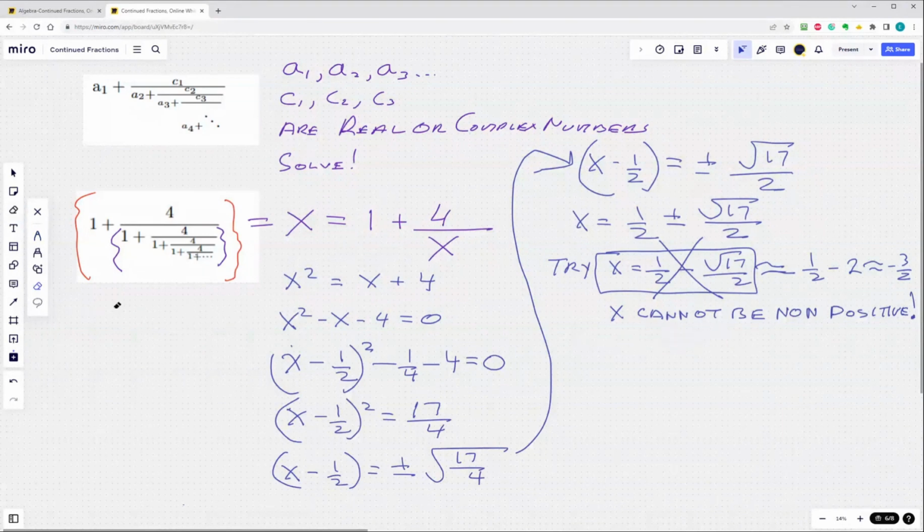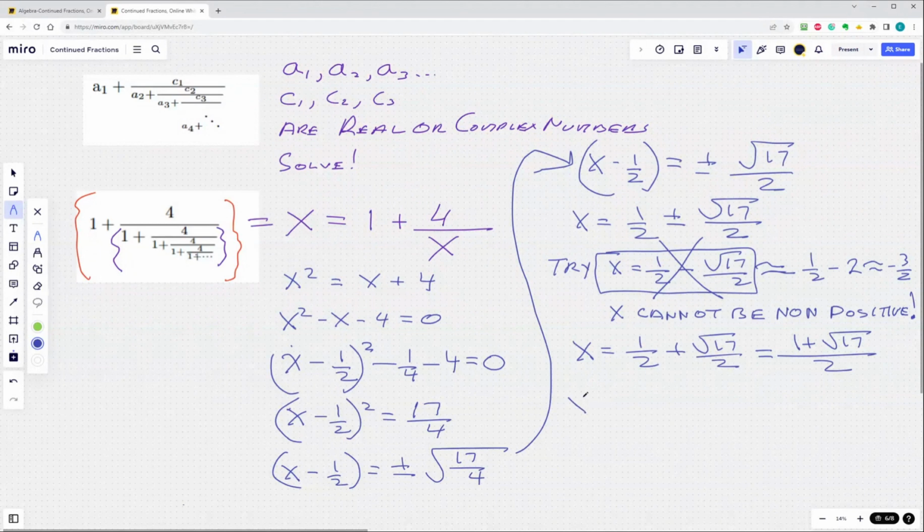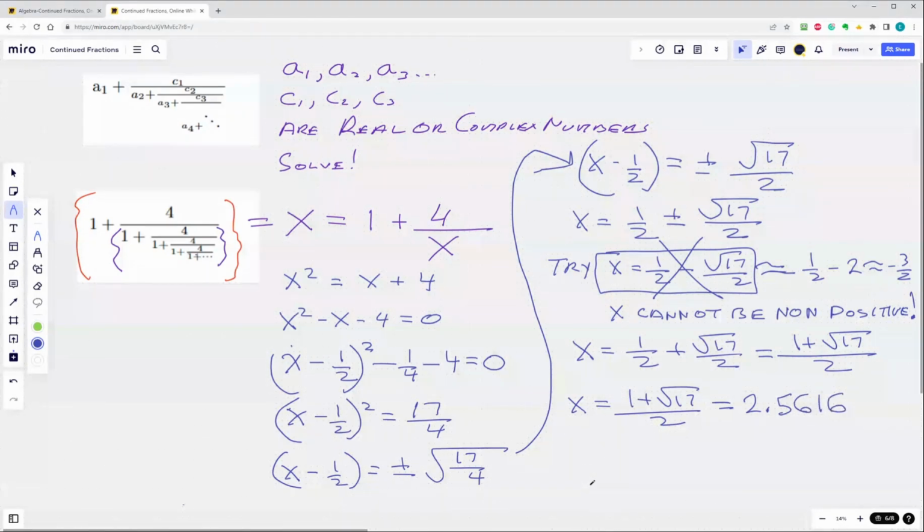So our only solution is x equals 1/2 plus root 17 over 2. And that gives us 1 plus root 17 over 2, which works out to be 2.5616.